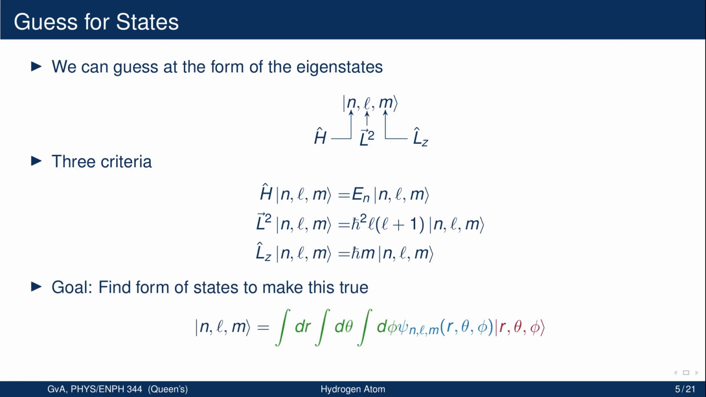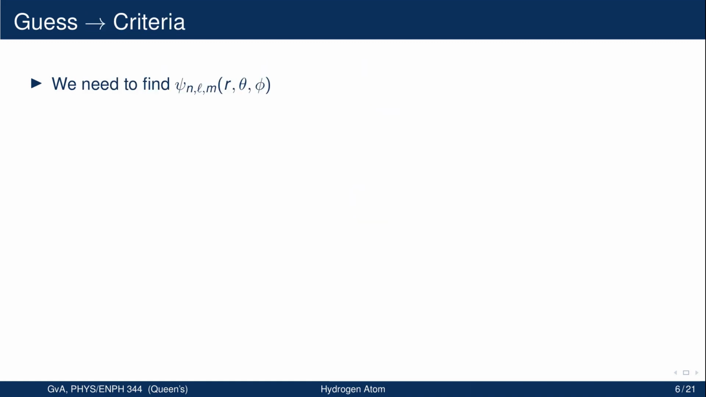We're going to work in the position basis, so we're going to represent our states by a sum over our wave function coefficients expressed in terms of r, theta, and phi, times a ket vector that represents a particle sitting at position r, theta, and phi. Now we need to find the form of our wave function psi sub nlm as a function of r, theta, and phi.